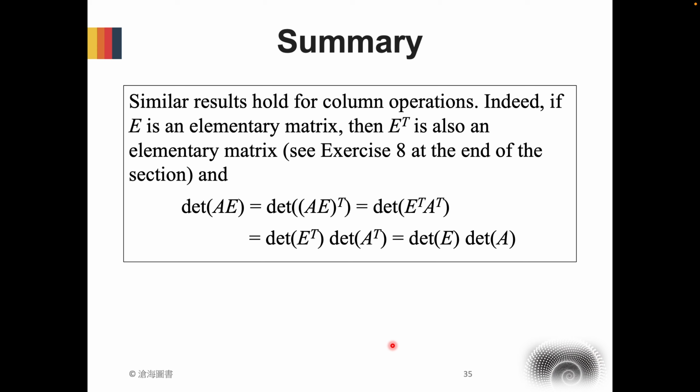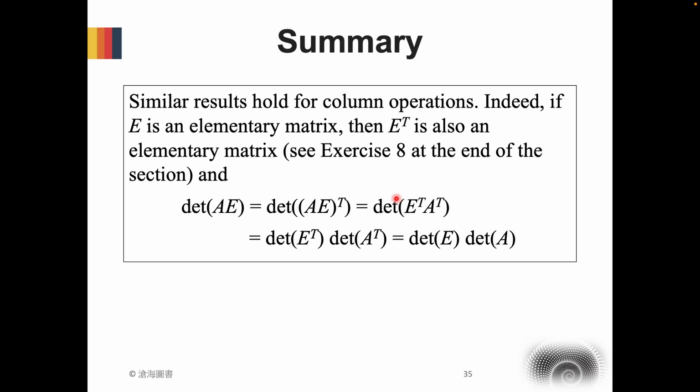And a similar result also holds for column operations. Indeed, because if E is an elementary matrix, then E transpose is also an elementary matrix. We can show that. So if we post-multiply the matrix A by E, the determinant of AE is equal to the determinant of the transpose of AE. We already showed this before, right? The determinant of a matrix is equal to the determinant of its transpose, right?